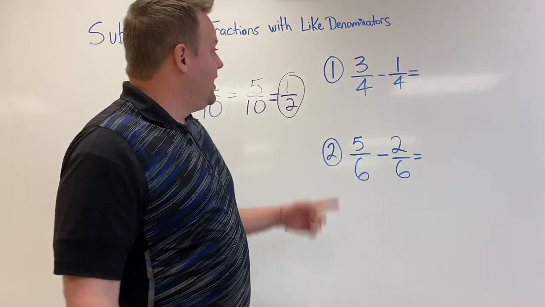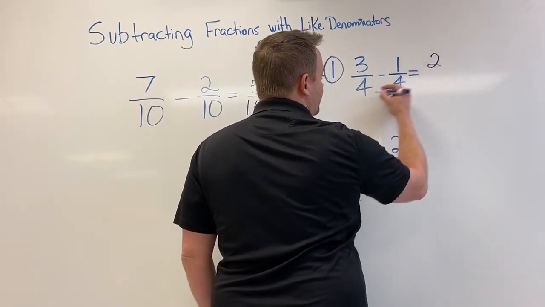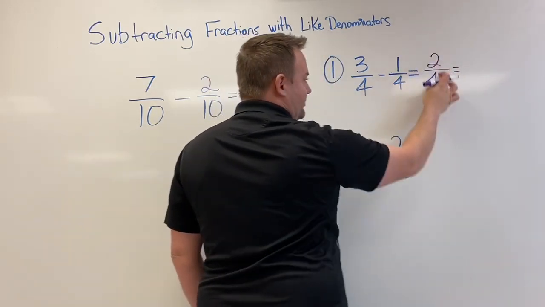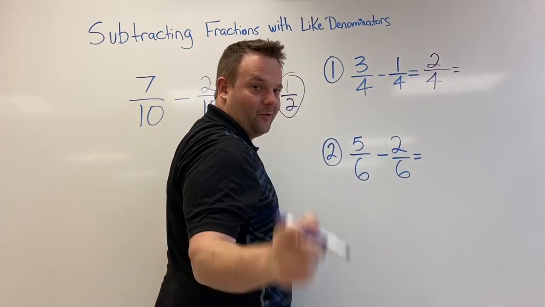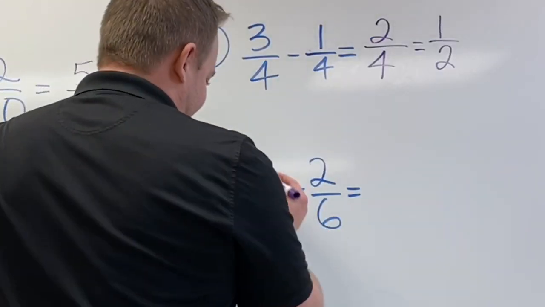And we're back. 3/4 minus 1/4. 3 minus 1, that's 2. And the denominator stays the same, as you saw with the model. Now 2/4, what does that equal? 1/2. That's right.